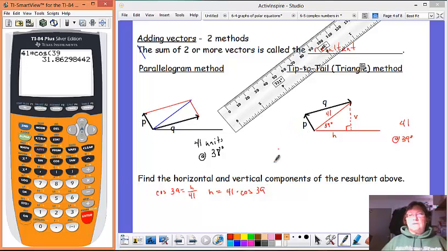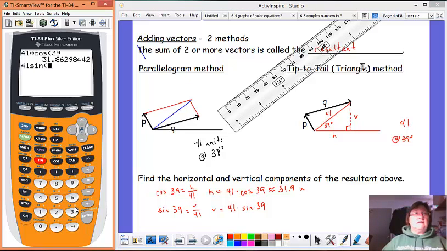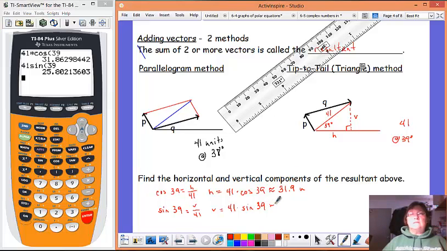And in the horizontal direction, that distance is real close to being 31.9 units. In the vertical direction, you guessed it, it's going to be the sine, because sine goes with up and down. So sine 39 is V over 41, and V is going to equal 41 times the sine of 39. 41 sine 39, and we're talking right around 25.8 units for the vertical component.